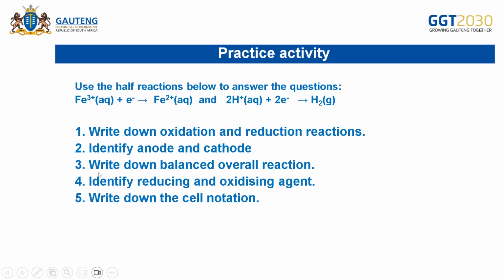Write down the balanced overall reaction. This is what I'll be expecting you to do. Identify the reducing and the oxidizing agent. We are always going to ask you that question. And also write the cell notation. So I want us to go through these questions step by step. Then we can solve all of them. Let's start here. This is taken from the national paper. It is taken as question 3, but we are going to take it as question 8 in the examination.